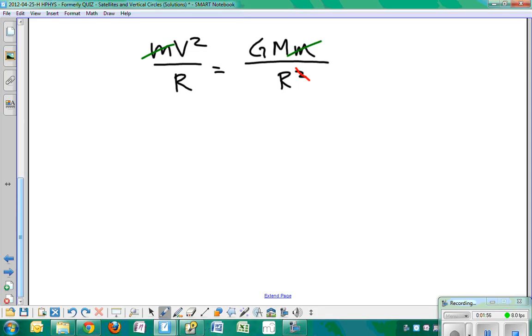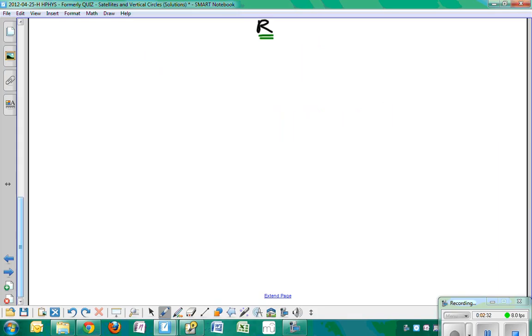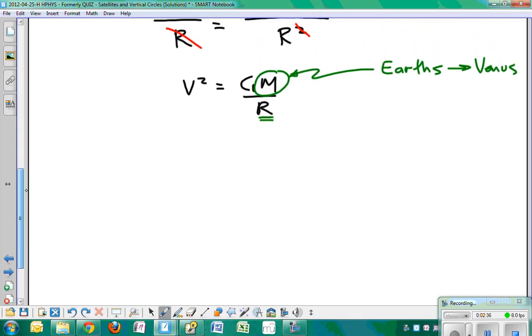We'll get rid of one of the r's here by multiplying through by r. And as before, we end up with v squared equal to G M over r. Now, this is a little bit unusual because most of the time the big mass stays constant, but in this particular problem, it's the radius that's staying constant. And the mass we're changing from Earth's mass in case 1 to Venus's mass in case 2. So our equation is rearranged a little bit, and we see that v squared over m is equal to G over r.